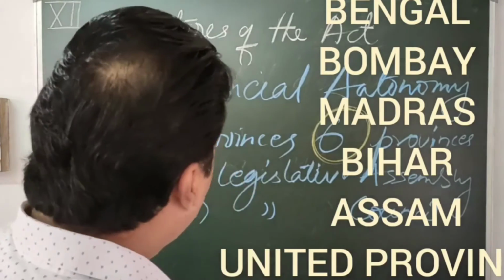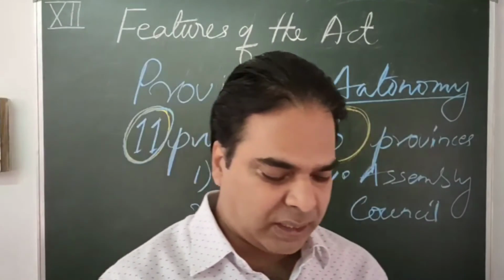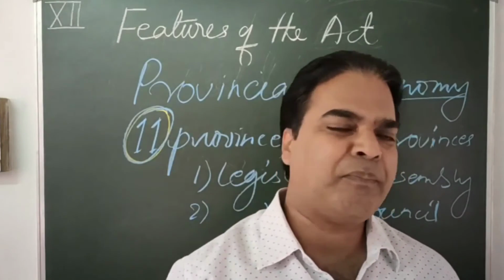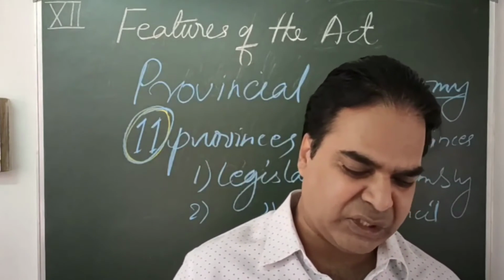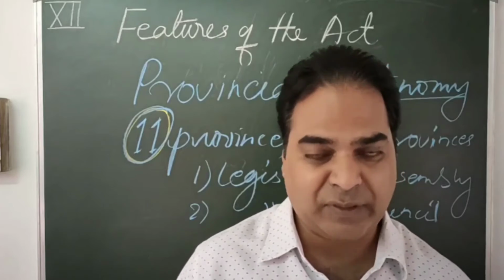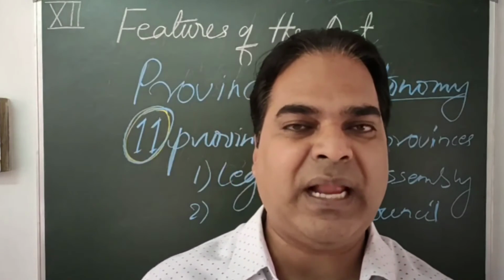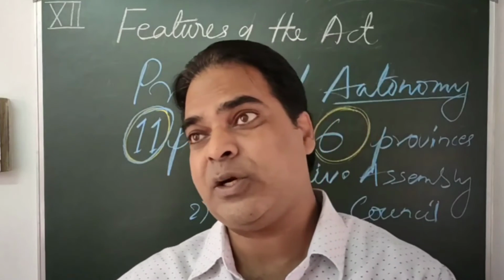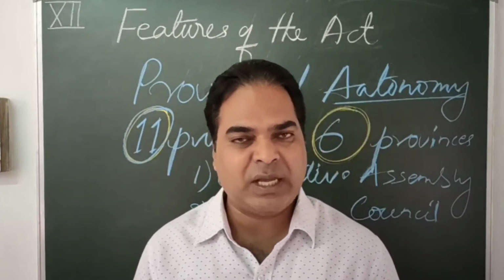Now, when we are discussing autonomy, what type of autonomy was given to the provinces? The first important autonomy given to the provinces was that the provincial government was responsible to the provincial legislature, not to the British government or the British parliament.